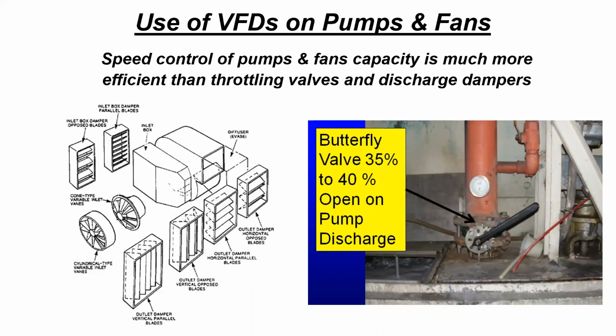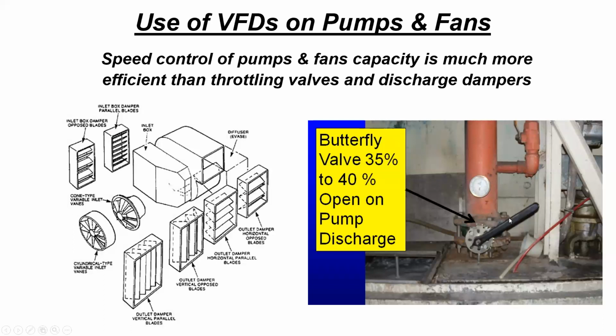Now, I guess we're switching to pumps and fans from the chiller. We're going to talk about VFDs, variable frequency drives, on pumps and fans. We can do different speed controls on pumps and fans based on the capacity. That is much more efficient than throttling the valve, as you can see in this case, or discharge dampers. In most cases, the pump is oversized for the system, so you end up with a lot of flow rate that you don't need.